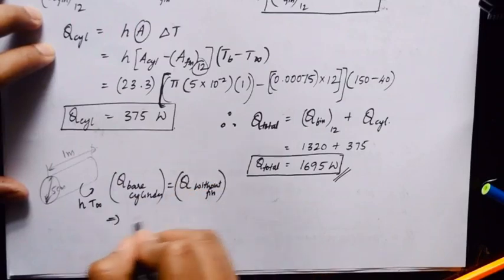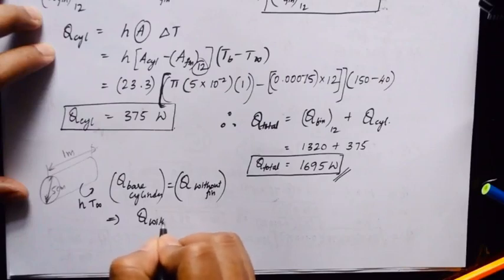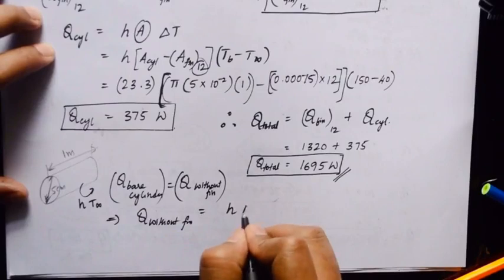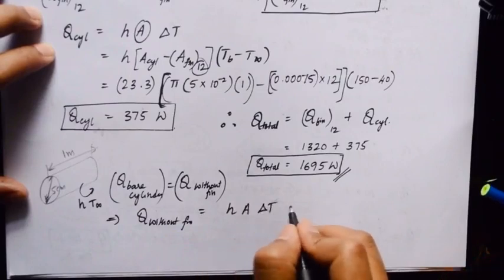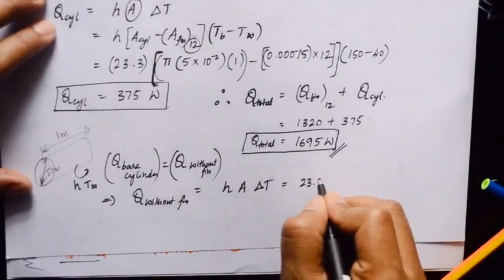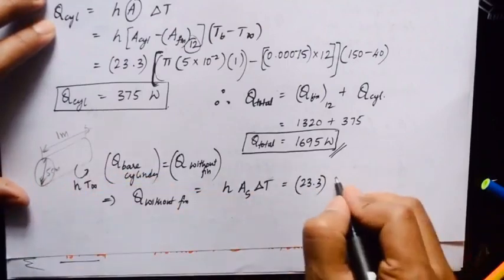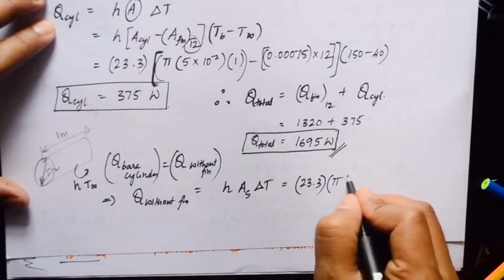So if you want to calculate the value of Q without fin, it's going to be again heat transfer due to convection. You need to substitute the surface area. The surface area of the cylinder will be given by pi d into L.